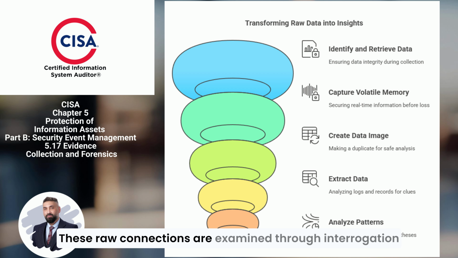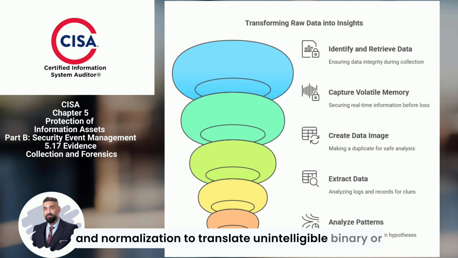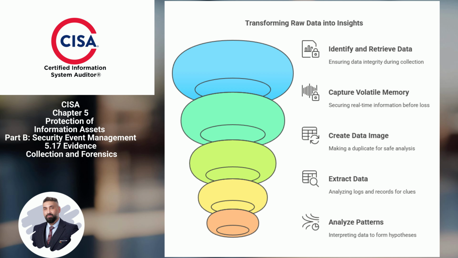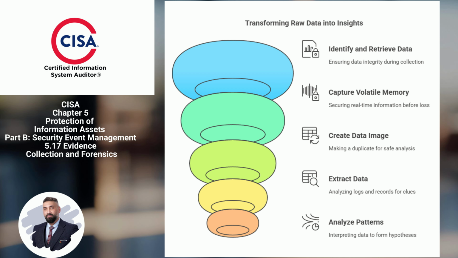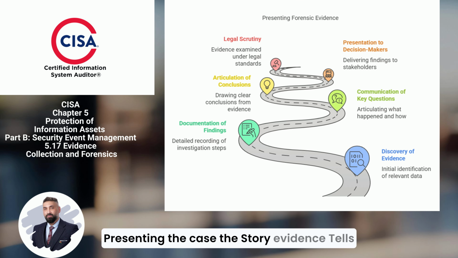These raw connections are examined through interrogation and normalization to translate unintelligible binary or hexadecimal code into human-readable formats. Patterns emerge: a timeline of events, a map of suspicious correlations, and with them, a hypothesis of how the incident unfolded. Presenting the case, the story evidence tells: the job doesn't end with discovery.